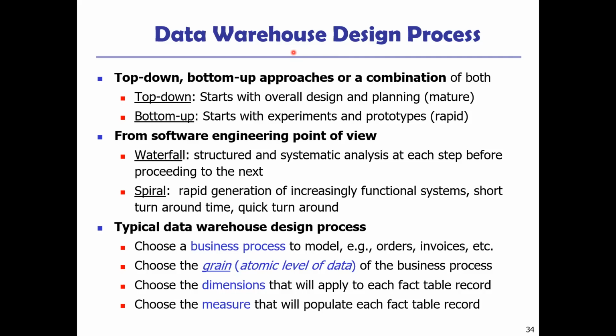Thinking about it from a software engineering point of view, it's either a waterfall model or a spiral model. A waterfall model is structured and systematic, and we cannot move to the next step until we are finished with the current step, and there is no moving back. A spiral approach means that we will be constructing the data warehouse using a subset of the data and then adding more data as we move on until we finally finish with an overall plan.